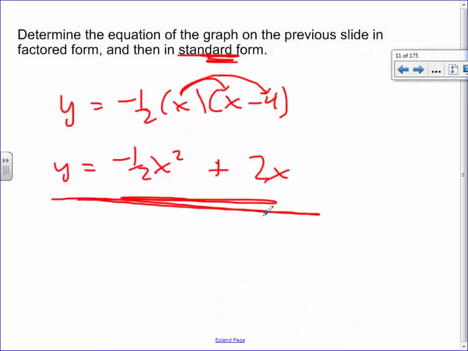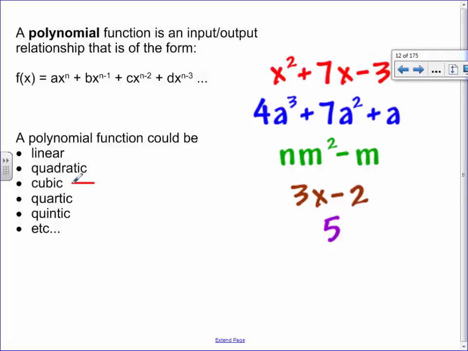Able to follow that? And the negative 1/2 coefficient is what made the graph go upside down. So I guess, like I've been saying here, our goal now is to take these skills we've learned, quadratics and linears, and extrapolate them to now cubics, quartics, and quintics.